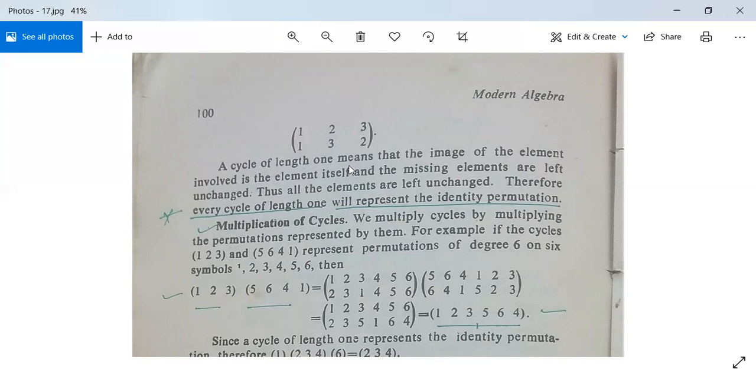A cycle of length 1 means that the image of the element involved is the element itself, and the missing elements are left unchanged. Thus all the elements are left unchanged. ठीक है. Image of the element involved is the element itself, खुद ही हो जाएगा, और बाकी एलिमेंट अनचेंज हैं. इसका मतलब सभी एलिमेंट अनचेंज हो गए. Therefore every cycle of length 1 will represent the identity permutation.